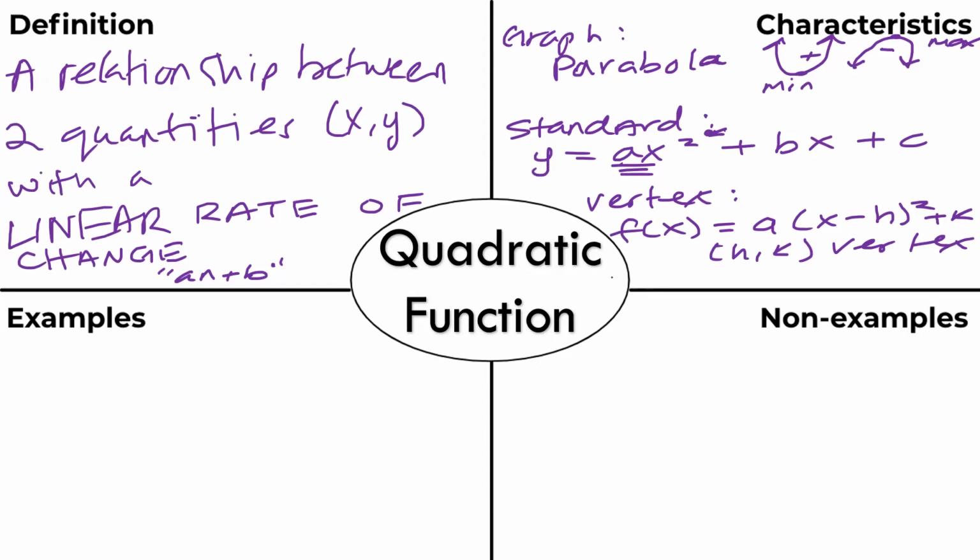And then the last form is called root form, which I did not leave myself enough room for. So we're going to squeeze her in there. And we're going to write it as y equals a times x minus R1 times x minus R2.